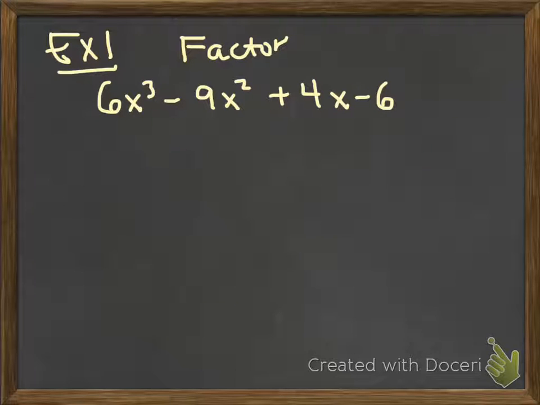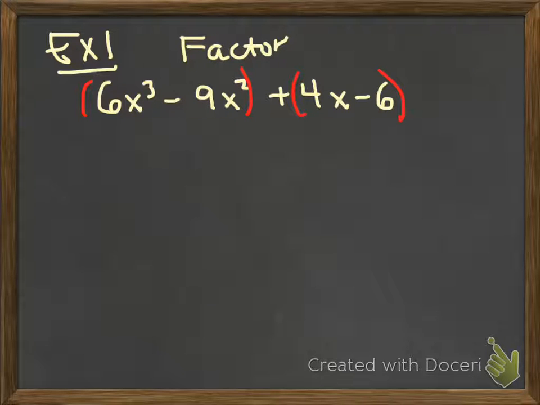Okay, example 1, we're going to factor 6x to the third minus 9x squared plus 4x minus 6. You do factor by grouping whenever there are 4 terms. So what we're going to do is separate it into 2 groups. This is the first group, and this is the second group. And then from there we're going to pull out the greatest common factor of each group.